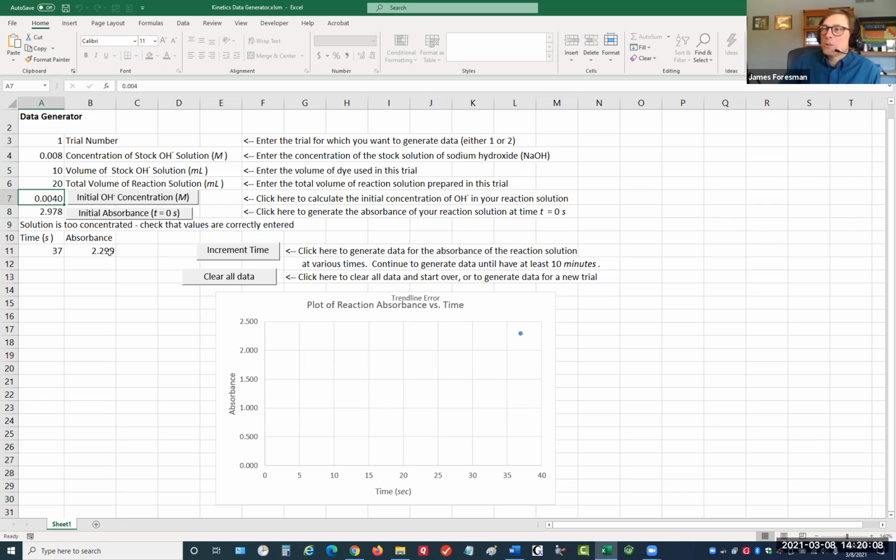And what is the absorbance? You see it's gone down. And the graph is going to be graphing this for us as we go along. I can increment time again, 79 seconds, 122 seconds. It's just showing us how the absorbance is changing, in other words, how the concentration is changing as a function of time. And I can keep clicking on this until I'm satisfied I have enough data.